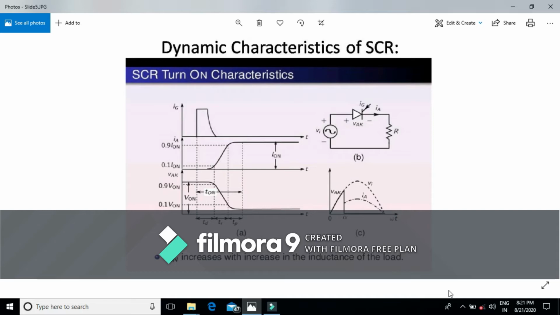Due to the non-uniform distribution of gate charge carriers over the cathode surface, this anode current flows.